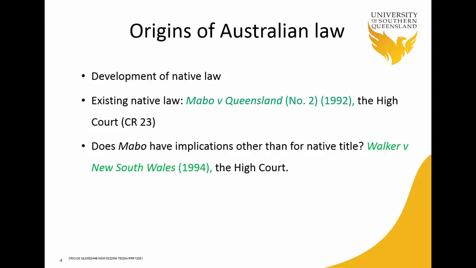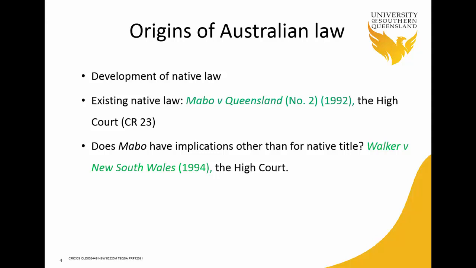So we talked about the doctrine of reception and what that meant. So now we know that when the convicts came to Australia, they brought with them their legal system, and hence the legal system of the land became the English legal system.